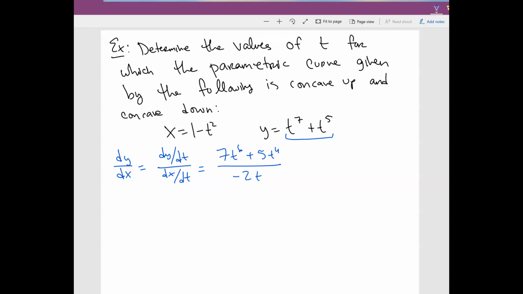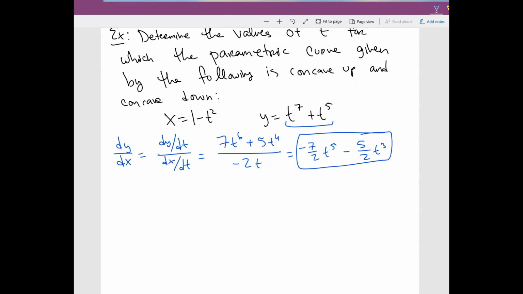Okay, and I think it would be good to simplify this since we have to find the second derivative anyway. So this would just be negative 7 over 2 t to the 5th minus 5 halves t to the cubed. Just to simplify it, since we have to find the second derivative, we found that it was useful in the last part. So now let's find the second derivative here.